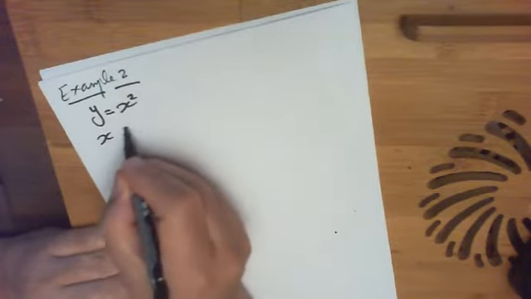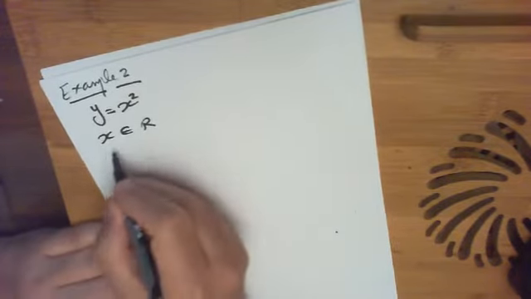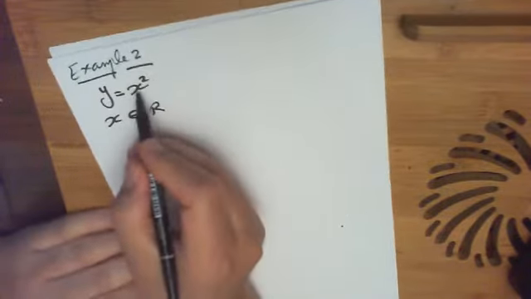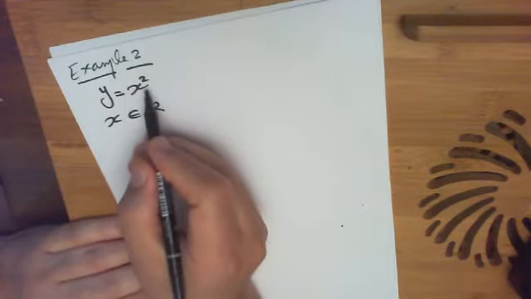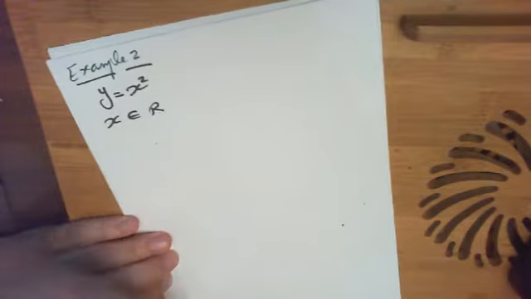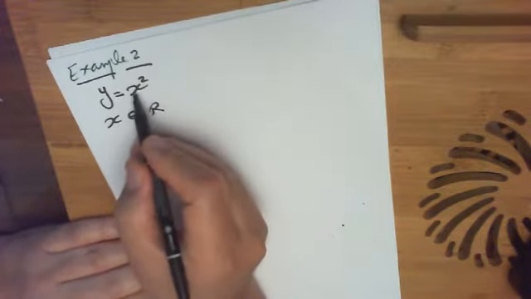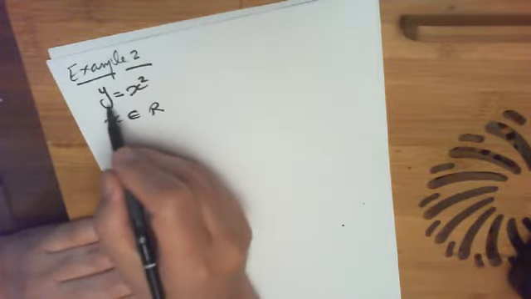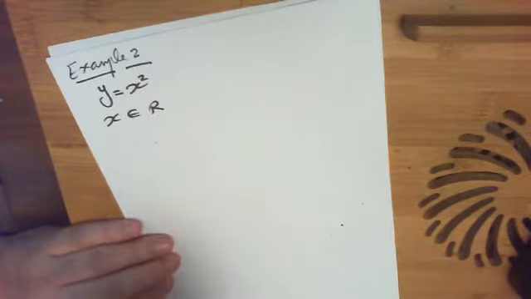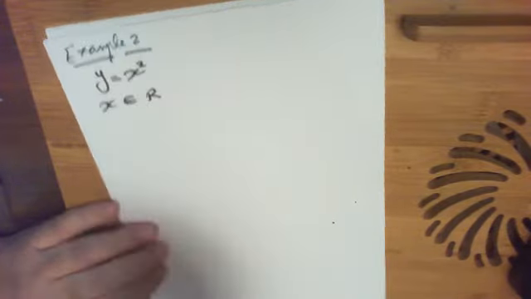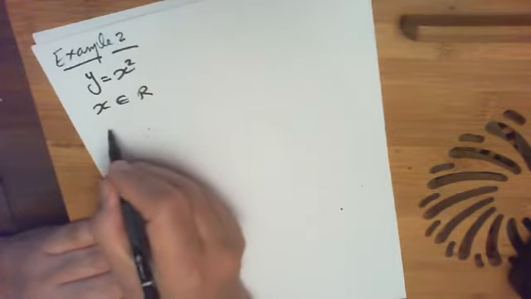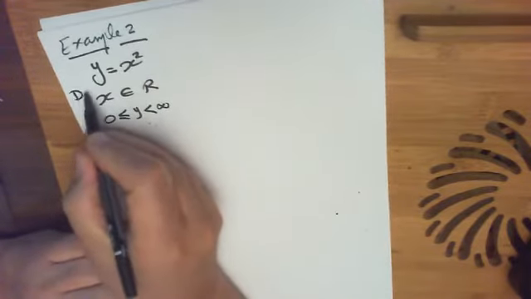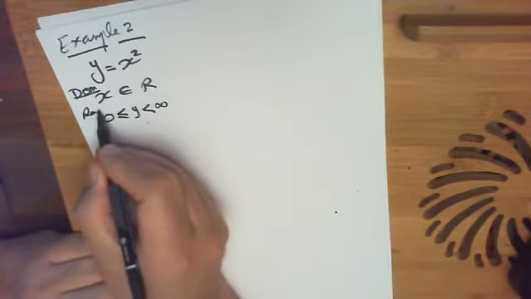As you see, x belongs to R, while y is restricted between 0 and infinity. Why? Because whether x is positive or negative, y would still be positive. X equals 2 or minus 2, y is 4. X equals 3 or minus 3, y is 9. X equals 1 or minus 1, y is 1. X equals 0, y is 0. This is the least value of y, and it increases up to infinity. So 0 less than or equal to y less than infinity. This is the domain and range of the given function.